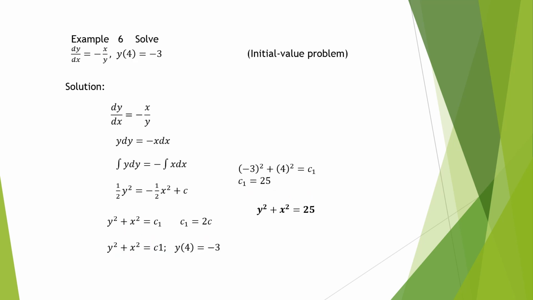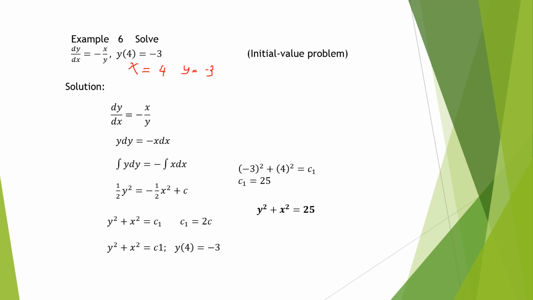Let's have the next example. This is now an initial value problem, because there is an initial condition given, that is y of 4 is negative 3. The meaning of this is just when x is equal to 4, then y is negative 3. So this is now the solution.